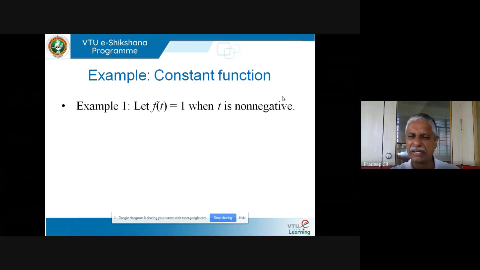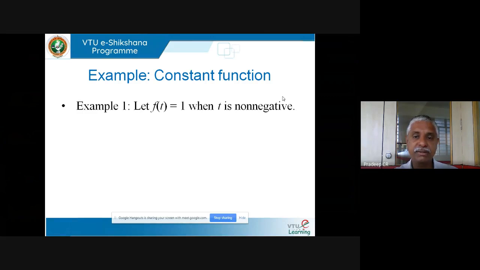It doesn't matter whether t is negative, because I'm interested in the Laplace transform, where I'm taking the integral from 0 to infinity. Right now I'll take this function which is constant. I will not do it right now, but later on I will show you. But before that, you try to graph this function f(t) equal to 1. How does it look?